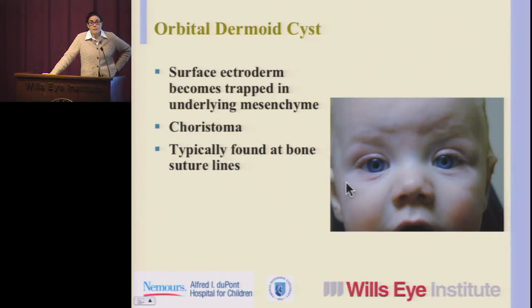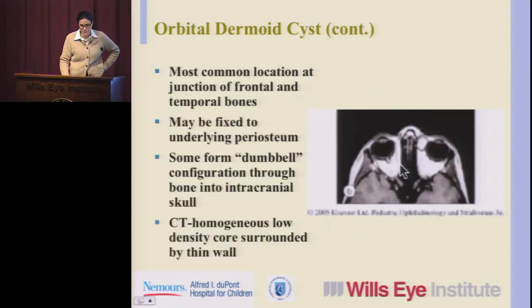Again, very common that you will see in a pediatric population. This is probably why I like orbital stuff so much more, because you really see this stuff. Here you'll see that the surface ectoderm becomes trapped in the underlying mesenchyme. It's a choristoma for boards, and it's typically found right at the suture lines. The most common location is the junction of the frontal and temporal bones.